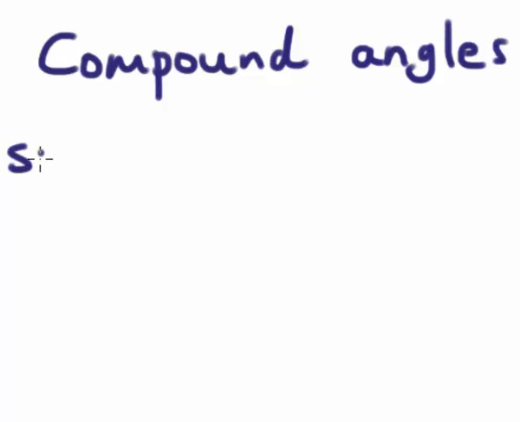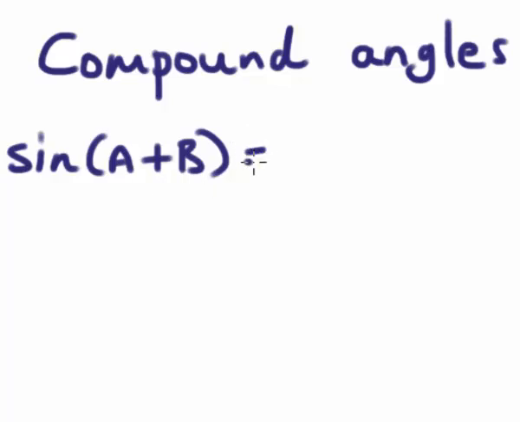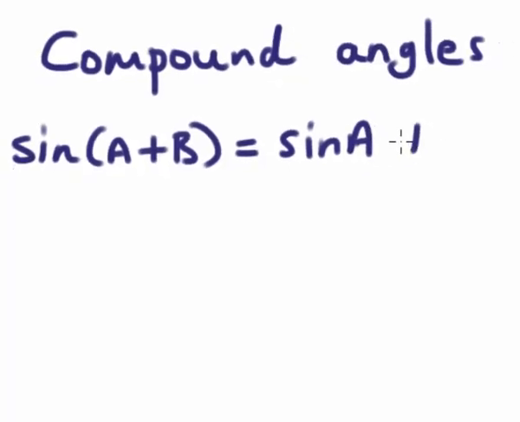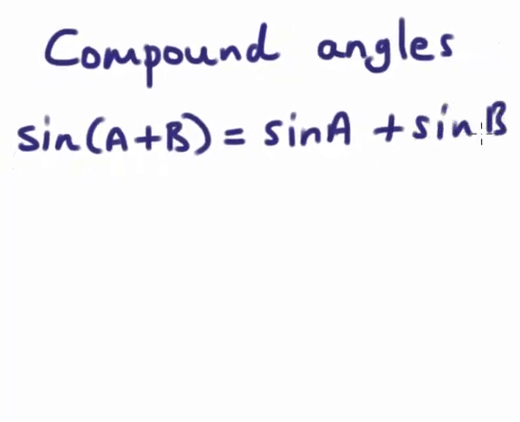And what is quite useful, they give you this on a formula sheet, is that in trigonometry, if you take the sine of A plus B, it's not sine A plus sine B. If you had to write sine A plus sine B, you would find that that would be incorrect. So it's not that, okay?